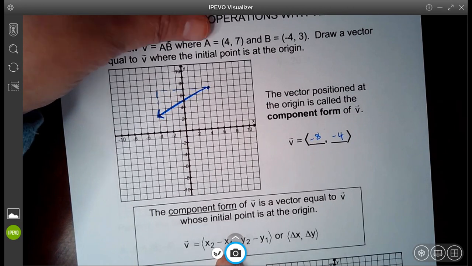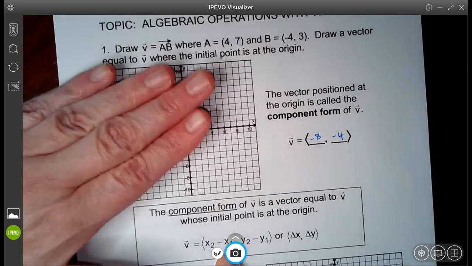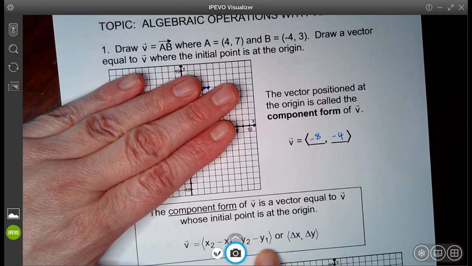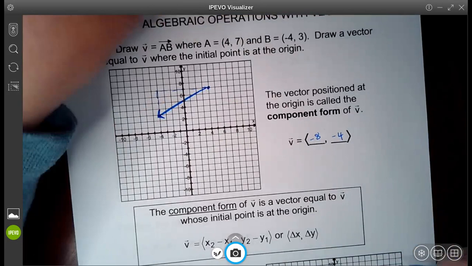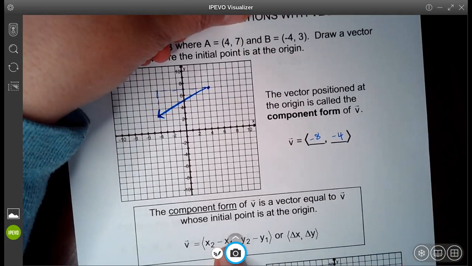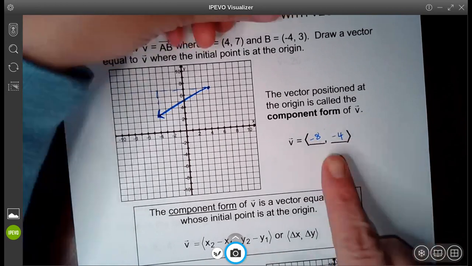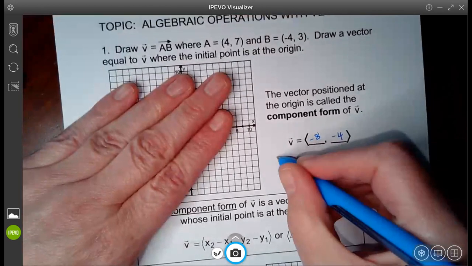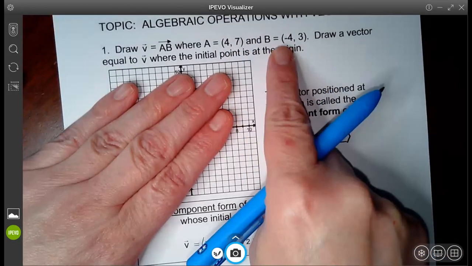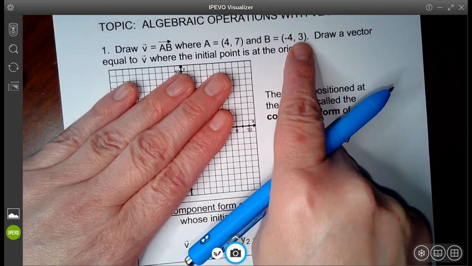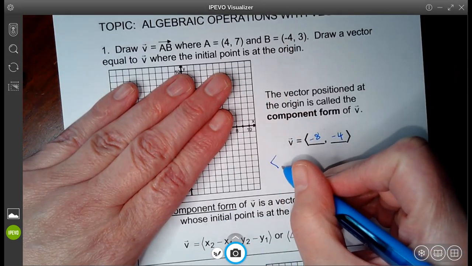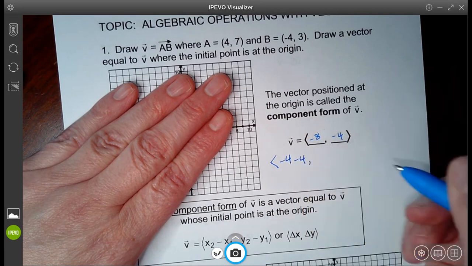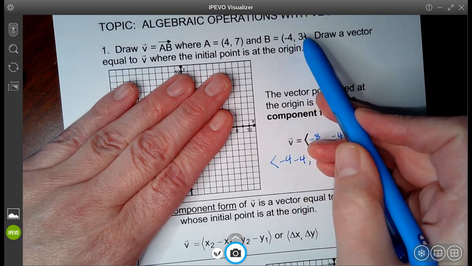Now we can also think of it like this, where if I didn't have a graph and I wanted to find the component form, it's kind of like we're doing the slope formula, except we subtract our x coordinates and then subtract our y coordinates. So if I was doing that with these points up here, so let's say I didn't have a graph. If I have the point 4, 7 and negative 4, 3, I'm going to do the tip, or where I land, first. So I'm going to have my x minus x, so I have negative 4 minus 4, and my y's would be 3 minus 7.